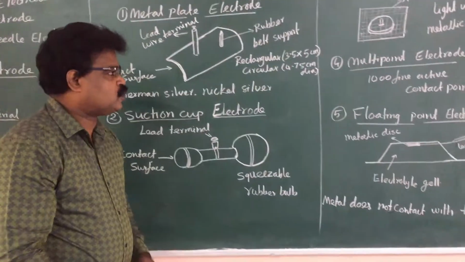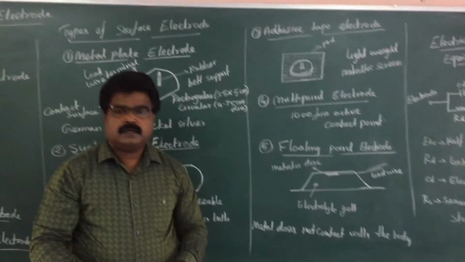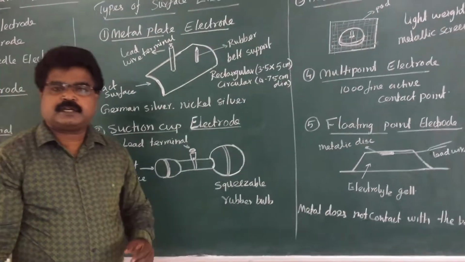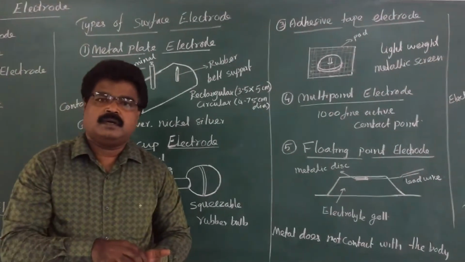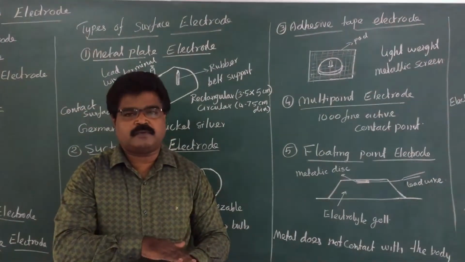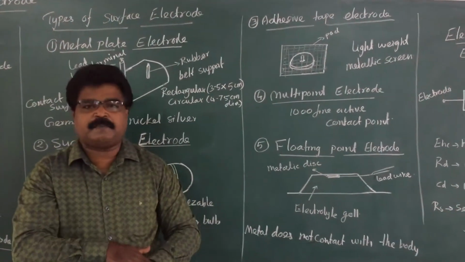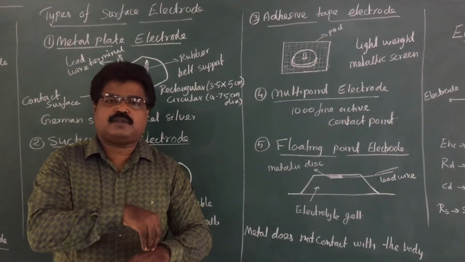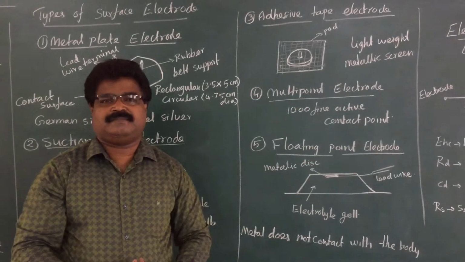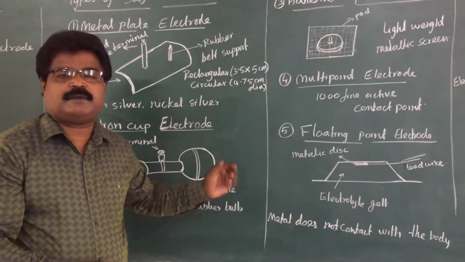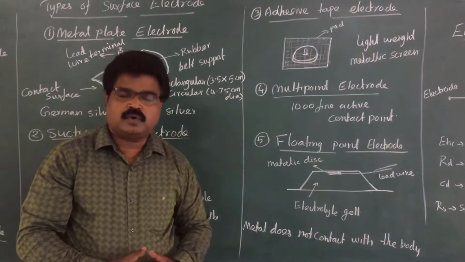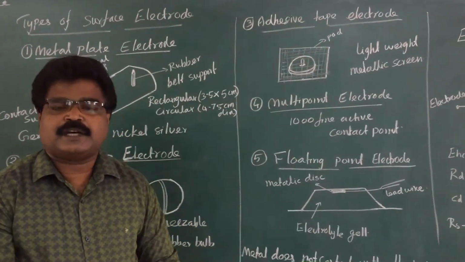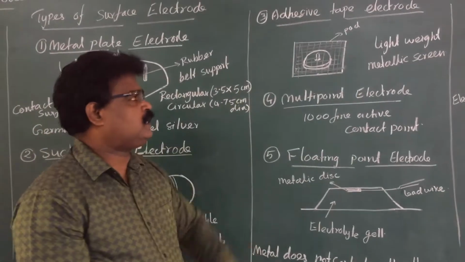Next one is the adhesive tape electrode. Here a lightweight metal screen is packed in a pad. In the case of the suction cup electrode or metal plate electrode, we place the electrode with electrode paste over the skin, and over that paste we place the electrode for better contact. Sometimes the electrode paste placed over the skin will squeeze out. There is this possibility in the metal plate electrode and suction cup electrode. In the adhesive tape electrode, the metal screen is packed in a pad, where we can place the electrode paste. So that's the adhesive tape electrode.